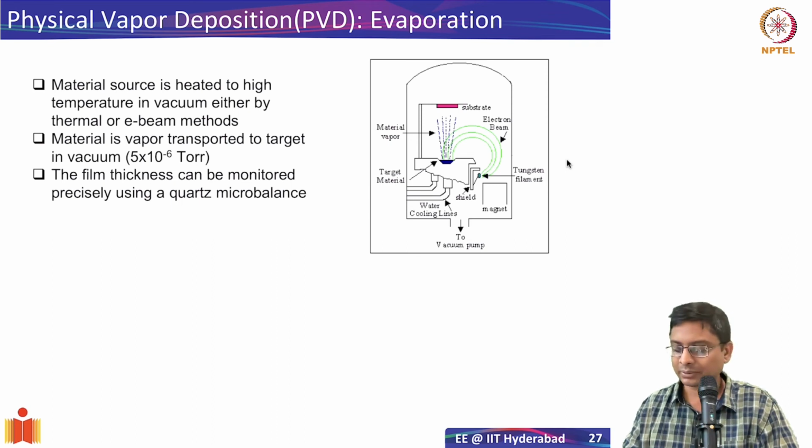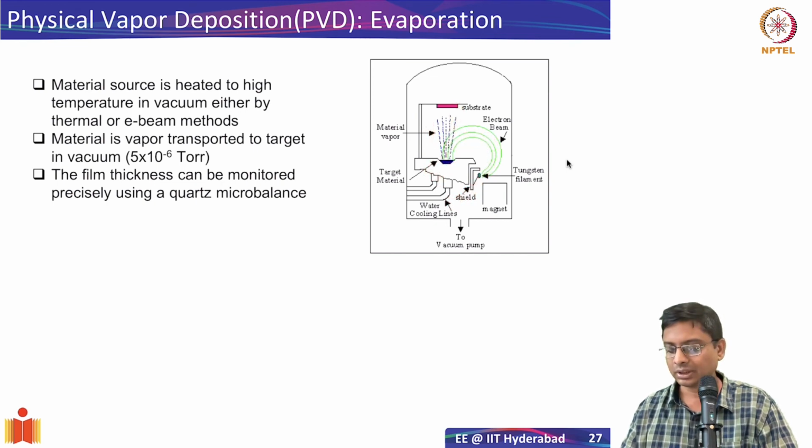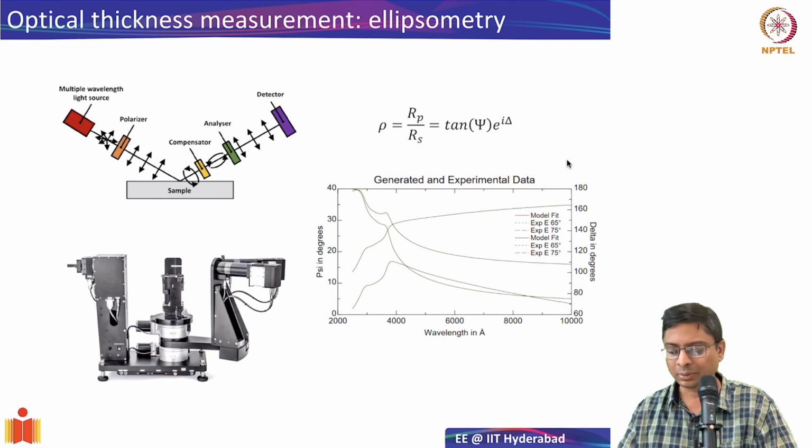So you create a high vacuum system wherein you put an electron beam, melt the metal, and make it deposit. Then we can monitor the thickness using things like a quartz balance. So this is one way of doing metal deposition. And optics is very, very central to all these areas.